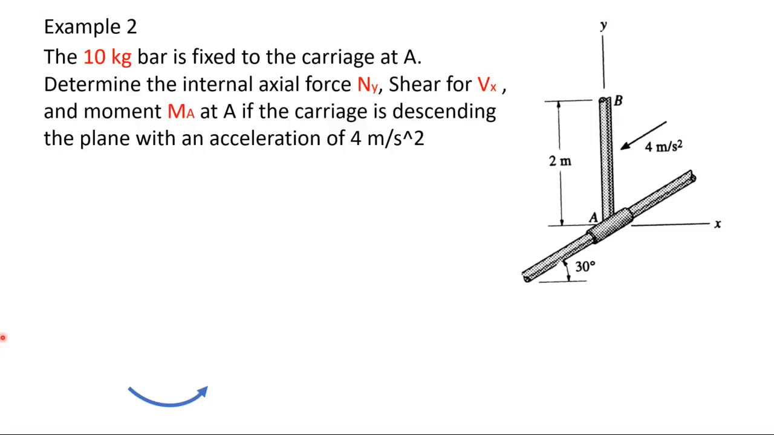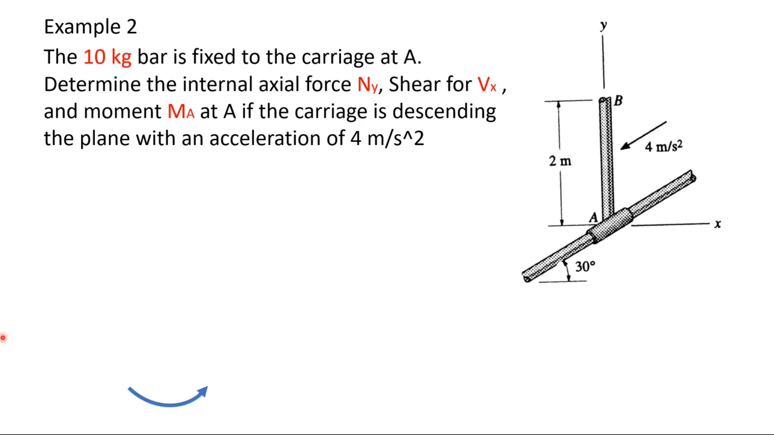In example 2, we have a 10-kilogram bar fixed on the carriage at A. So obviously we can see that we have a cylinder that's going to be sliding over this carriage toward the bottom. So we need to determine the internal axial force Ny, the shear Vx, and the moment Ma at the point A, if the carriage is descending the plane with an acceleration of 4 meters per second squared.